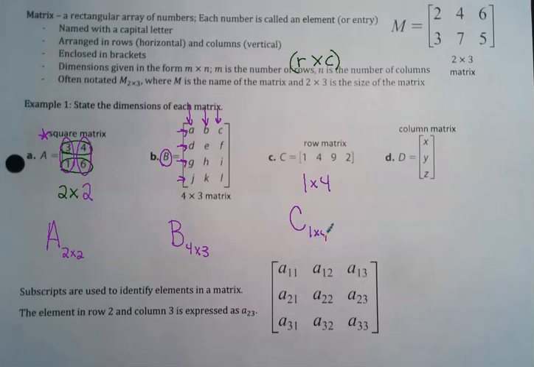And D. So how many rows does D have? Good. It has 3, 1, 2, 3. And how many columns does it have? Just 1, which is why it's called a column matrix, because it has 1 column. So how would we name it? Excellent. It'd be D, 3 by 1. Okay, perfect. So stating the dimensions of the matrix and naming them, super easy.